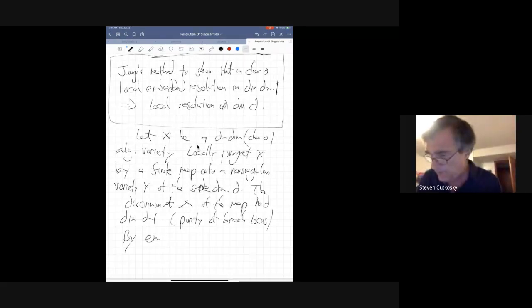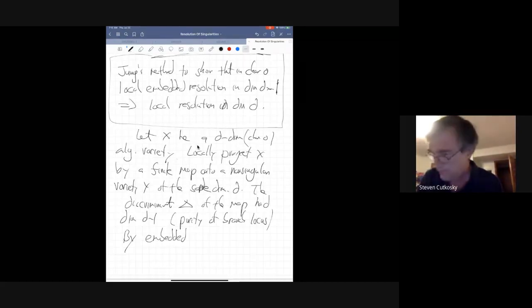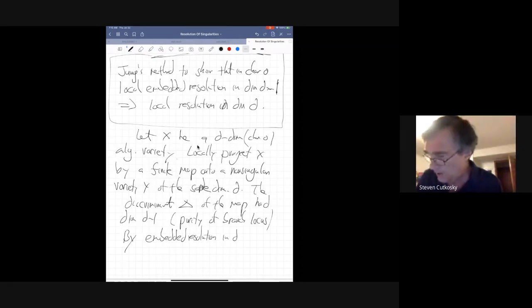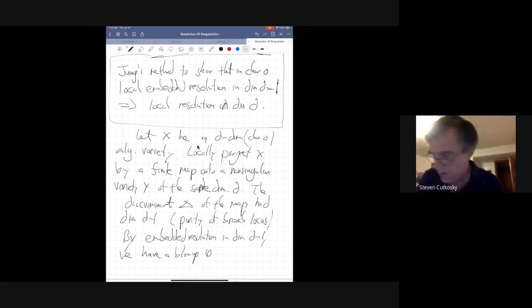By embedded resolution in dimension d minus 1, we have a blow up phi from Z to Y such that Z is non-singular.